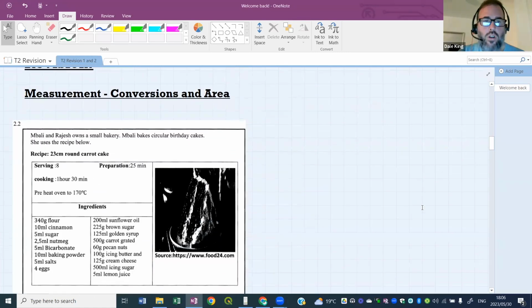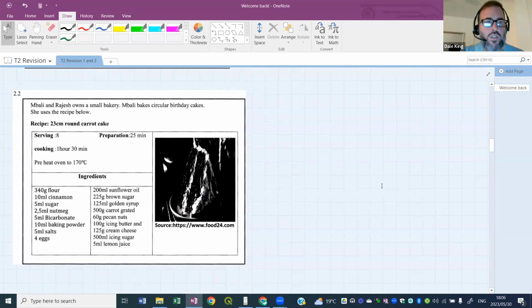We're going to look at contextual questions. All right, the contextual exam type questions. So all these questions come from exams. They're not created by me. They are exam type questions because we need to familiarize ourselves with how they write these exam questions.